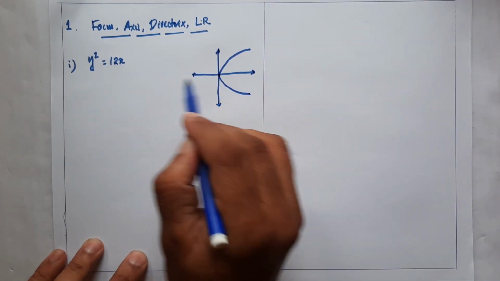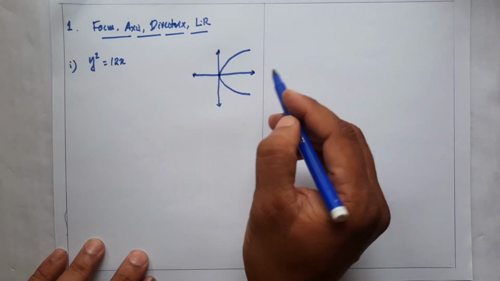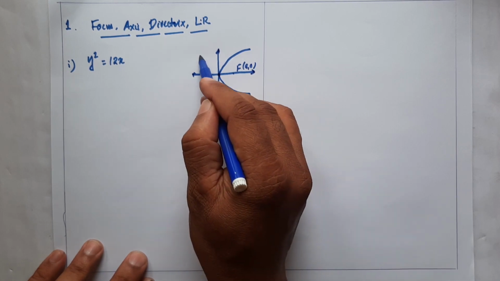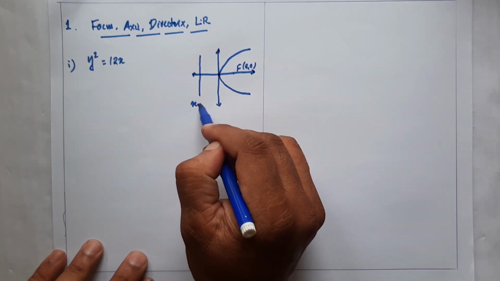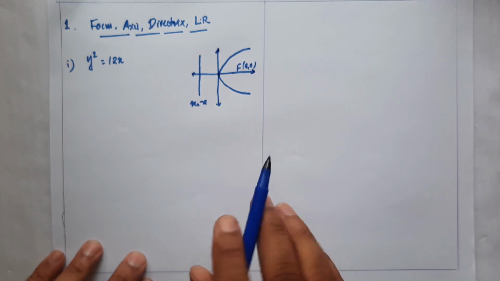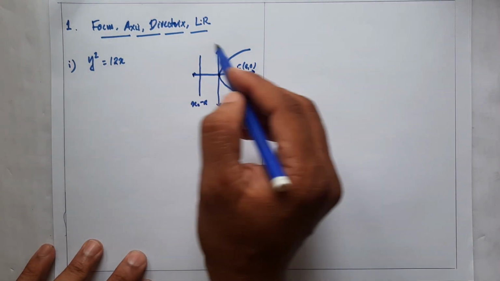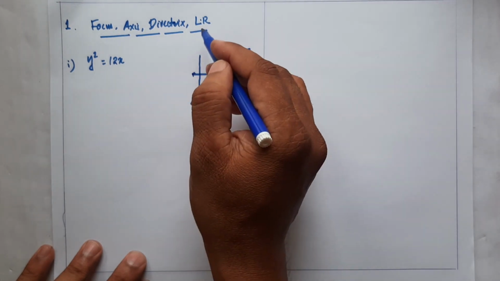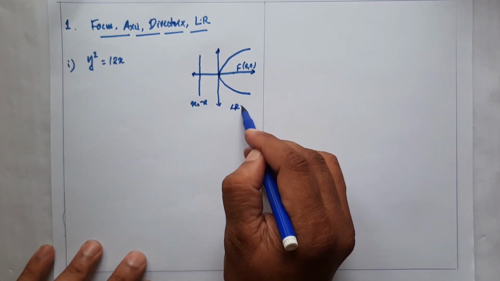Parabola, x-axis symmetry, positive on the right side, negative on the left side. Here the focus is F, with coordinates (a, 0), directrix x equals minus a, vertex (0, 0). The x has power 1, so the axis is the x-axis. Then the latus rectum is 4a, LR equals 4a.